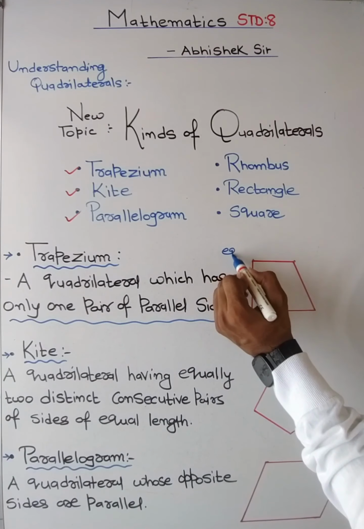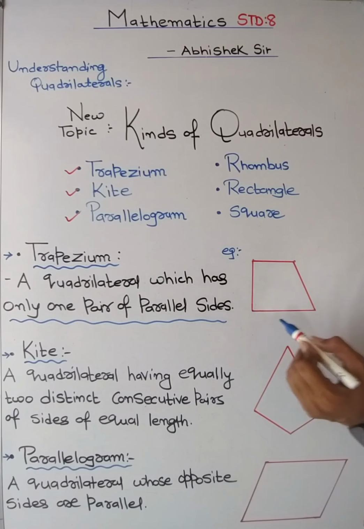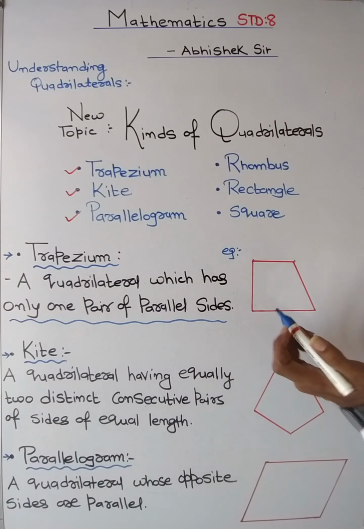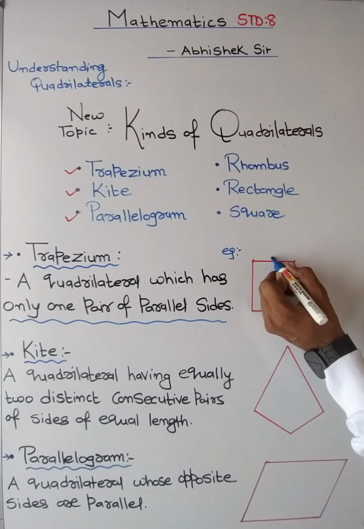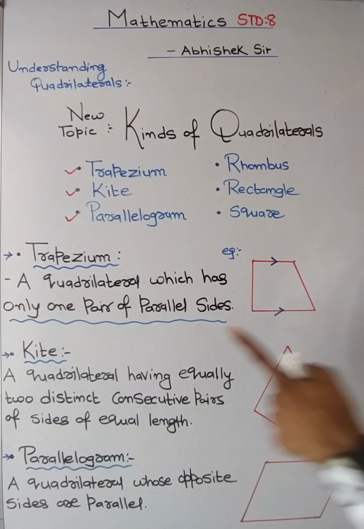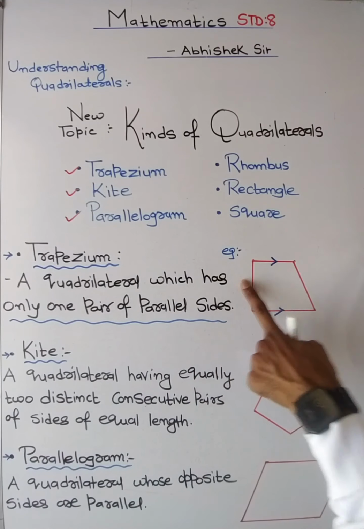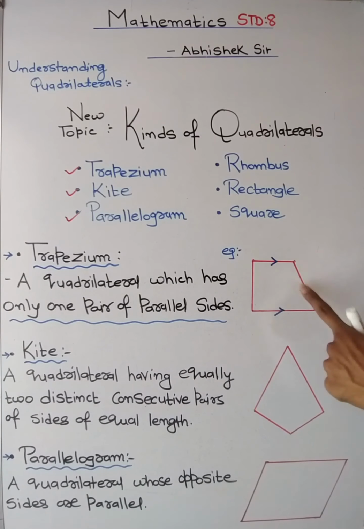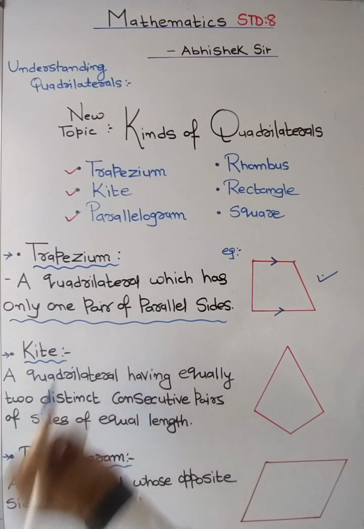See the example figure given. We have 1, 2, 3 and 4 sides, so it is a quadrilateral. Now what is specific in this, that this pair 1 and 2 is parallel and the other pair is not parallel, so this is a kind of trapezium. Clear? Moving on to the next one, that is kite.